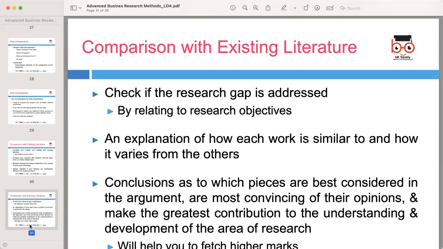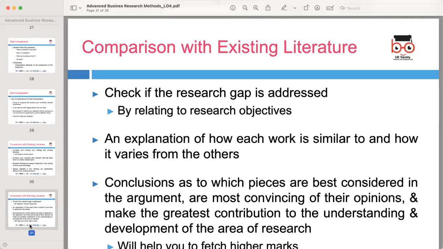Similarities and variations between different works. Similarities refer to common aspects or approaches found across the literature, while variations highlight differences in methodologies, perspectives, or conclusions.